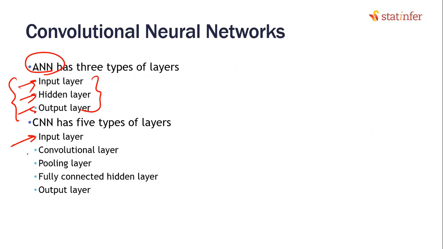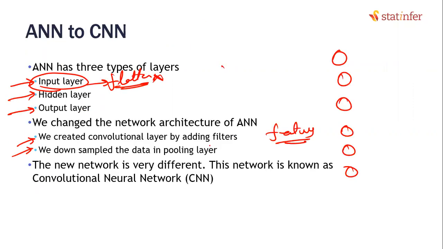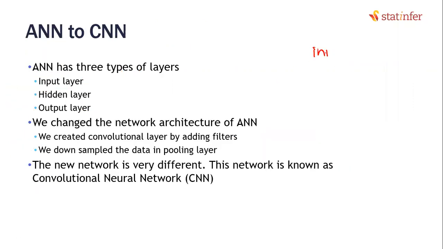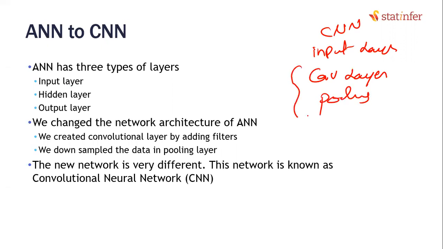Input layer followed by what? Tell me. First one is the input layer. I'm talking about the CNN. Input layer followed by the convolution layer, followed by the max pooling layer. Usually convolution layer, then pooling layer.